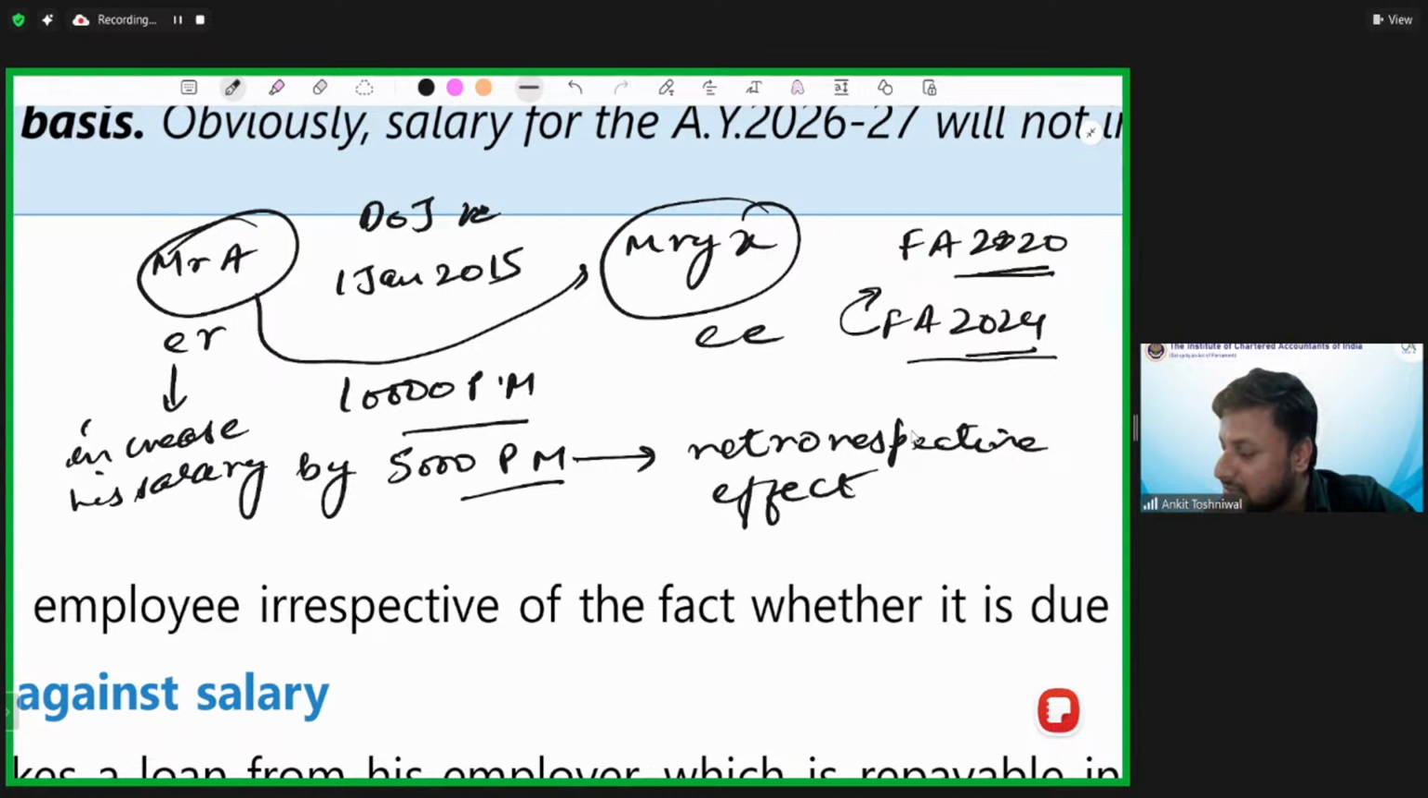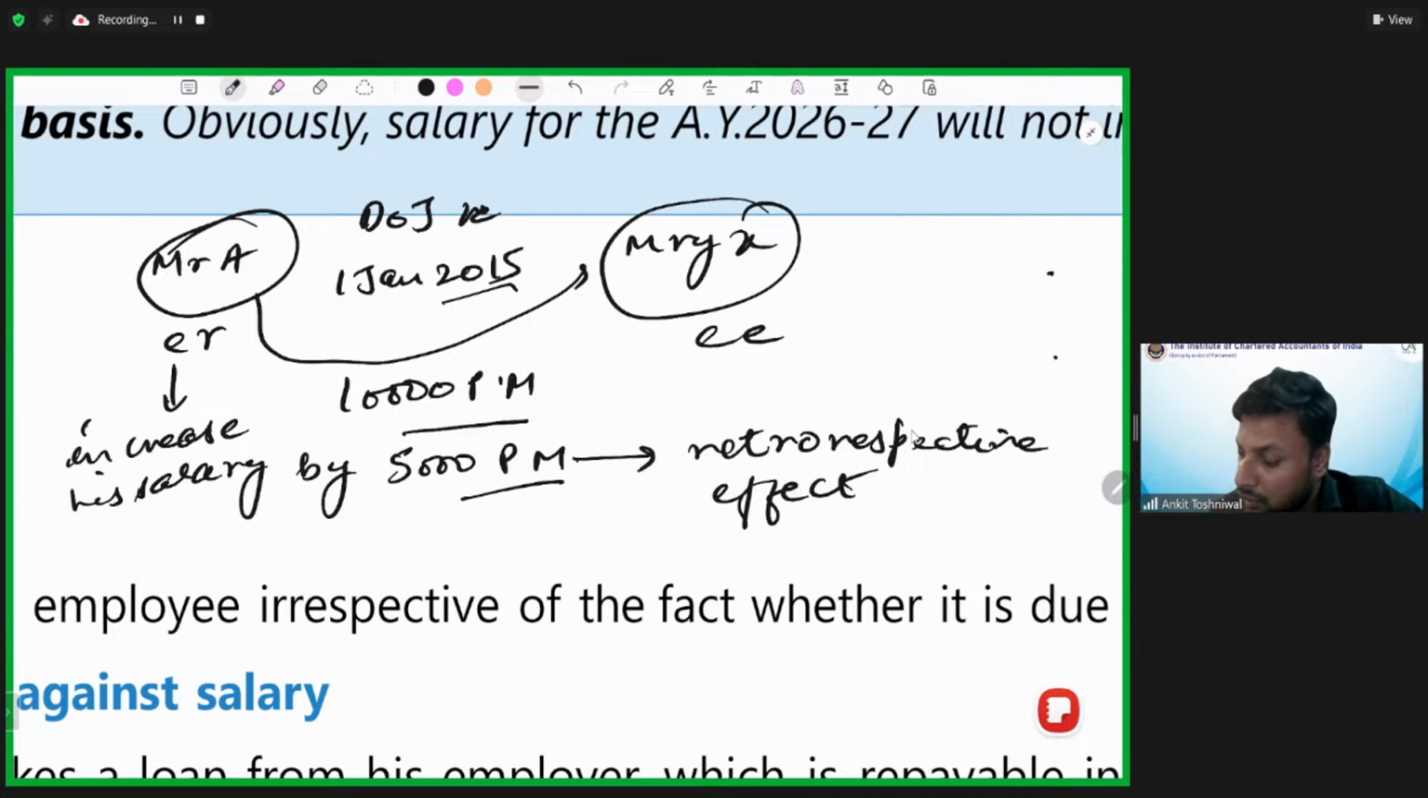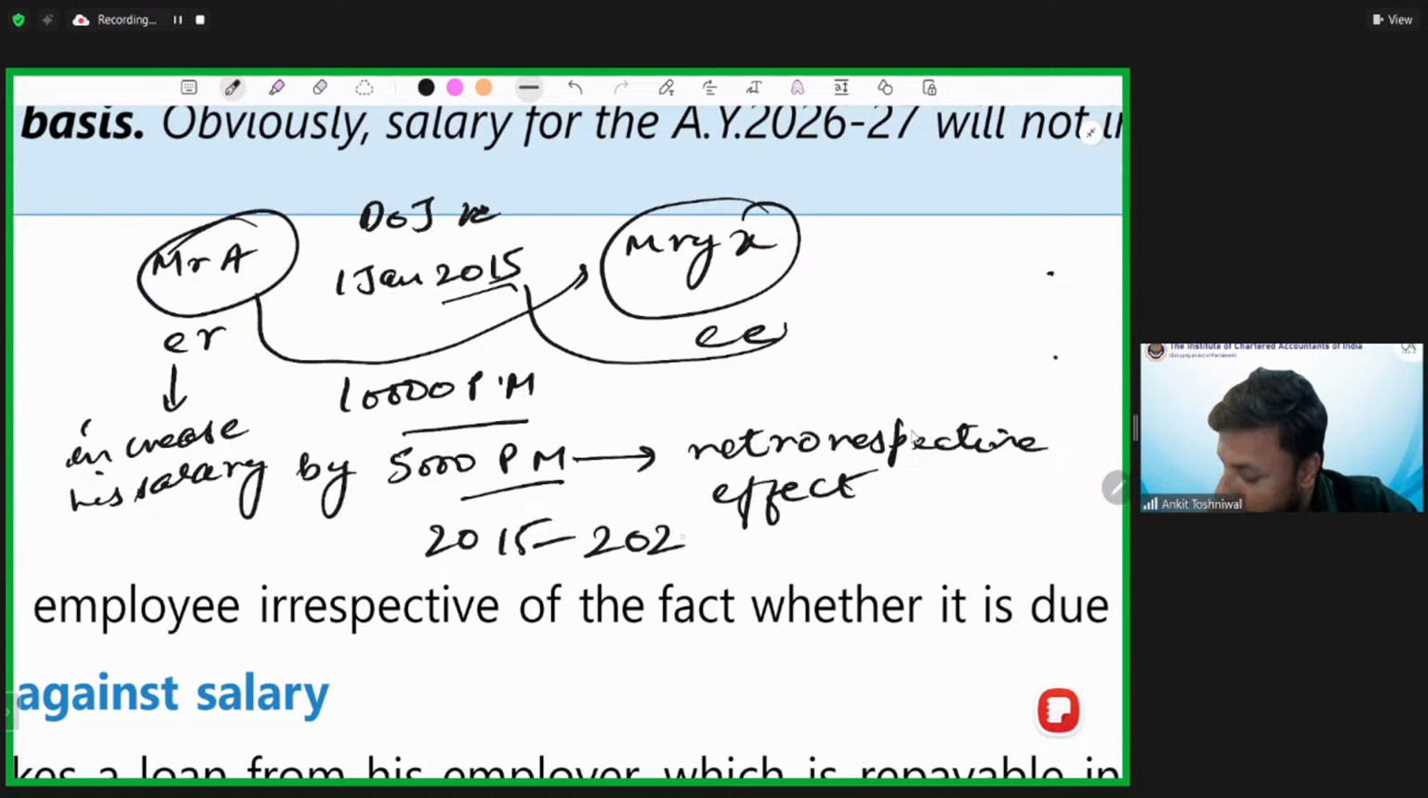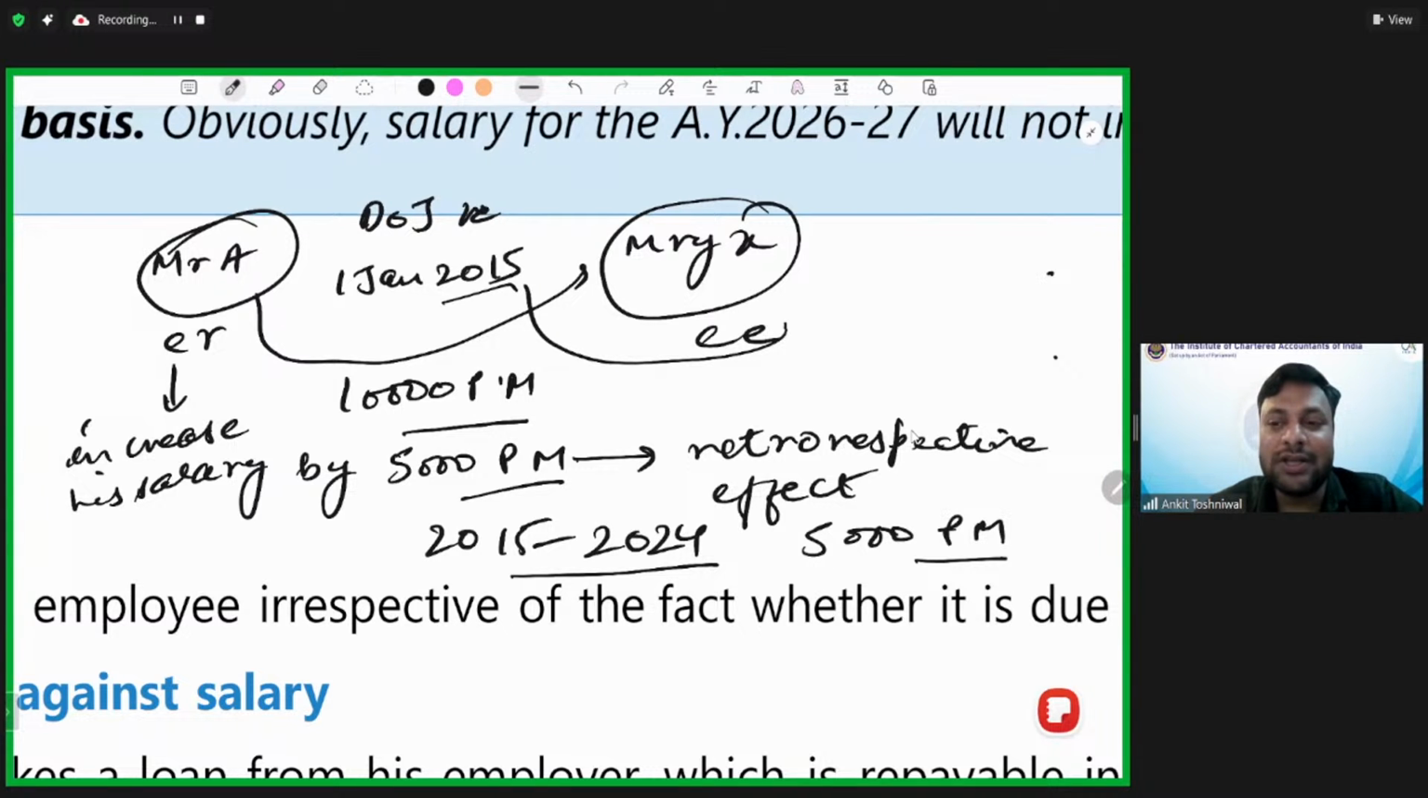Similarly, in this case, the retrospective salary will start from 2015. So from 2015 to 2024, 5,000 per month. Was this taxed earlier?